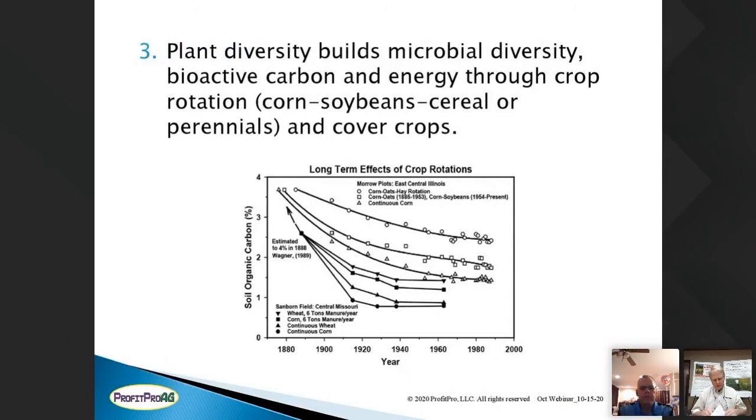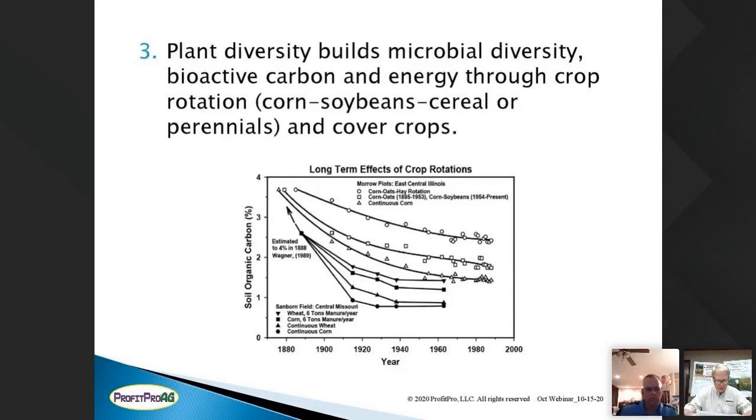Now, this particular picture right here shows the effect of plant diversity, building microbial diversity. On the top three lines, what we're doing is we're looking at crop rotation. So the very top line, and of course over here on the left is soil organic matter, percent organic matter. And on the bottom is years in these systems.